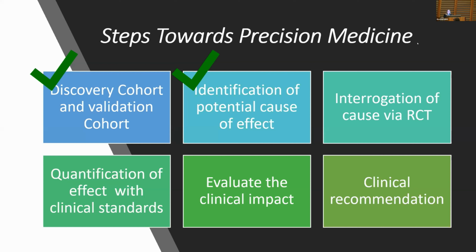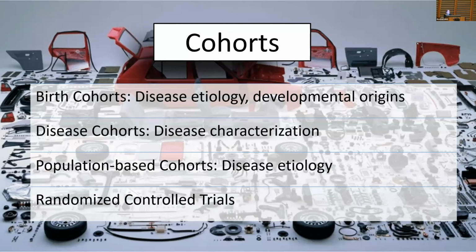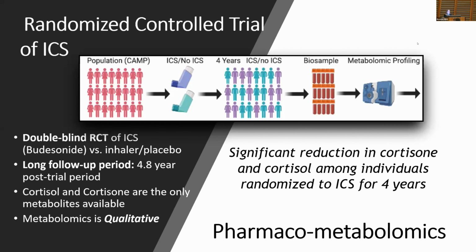So fortuitous for us, we actually have in our lab probably the best randomized controlled trial of inhaled steroids ever done to date, and I already had the metabolomic data. So this goes to another cohort design. We looked at population cohorts, and now we're at randomized trials. We looked in our randomized controlled trial for inhaled steroids, which was done over 4 years with about 1,000 people. And again, we saw this marked reduction in cortisone and cortisol levels in this trial.